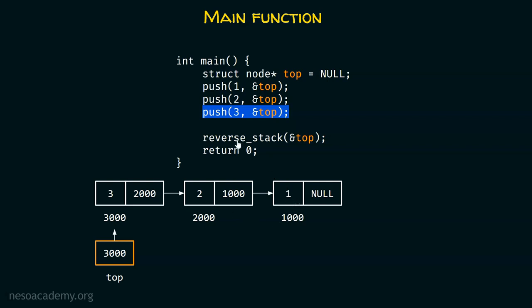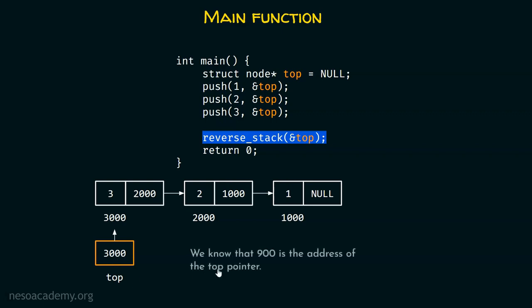After this, let's call the reverse stack function, and to this reverse stack function, I want to pass the address of this top pointer, that is the address 900. We know that 900 is the address of the top pointer, therefore this ampersand top will get replaced by 900. To this reverse stack function, I'm passing the address of the top pointer because I want that the changes will get reflected in the main function itself. There must not be any need of returning a pointer from the reverse stack function. That is why it is important to pass the address of the pointer itself.